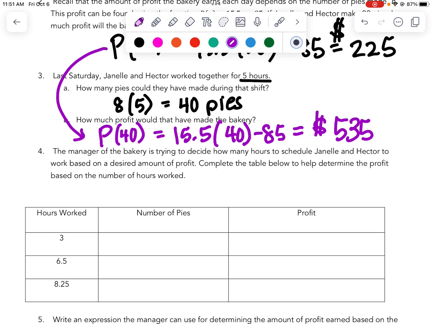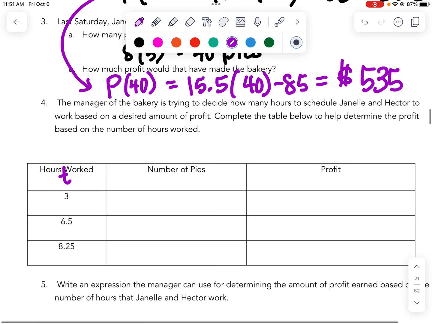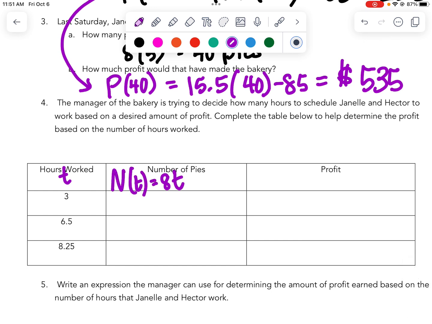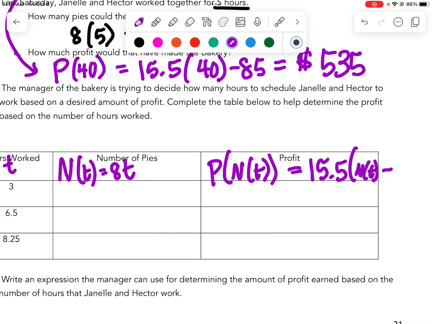The manager of the bakery is trying to decide how many hours to schedule Janelle and Hector to work based on a desired amount of profit. Complete the table below. All right, so let's say T is the number of hours worked. The number of pies would be 8 times T. I'll just call this the number of pies. But then the profit would be the number of pies, and they would plug into 15.5 times N of T minus the 85.